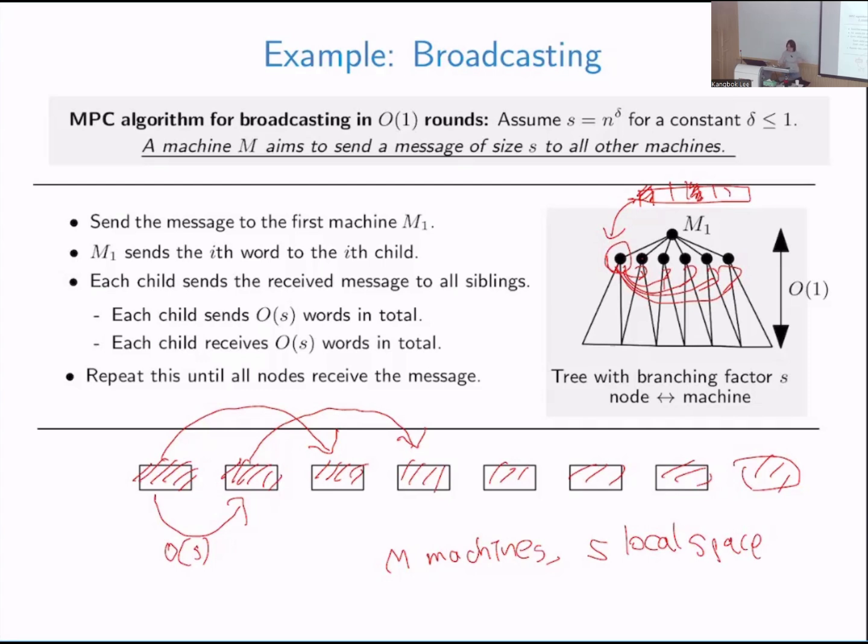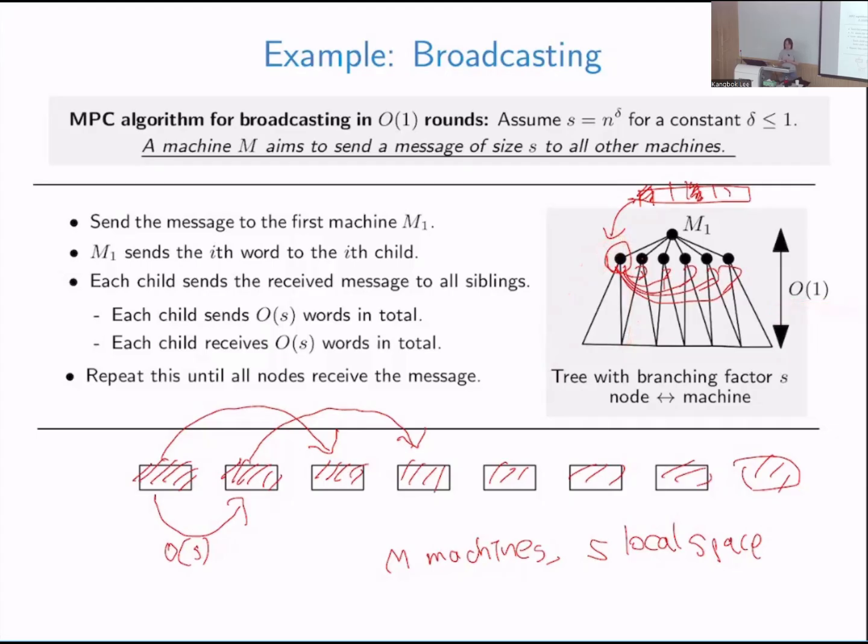After doing this, we repeat this procedure on those subtrees. Look at this subtree. It also has other machines, since each node corresponds to a machine. The height is decreased by 1, and this root has the message, so we can recurse on this subtree. Then the number of recursion steps is constant.